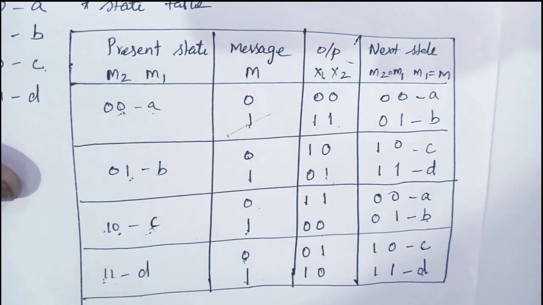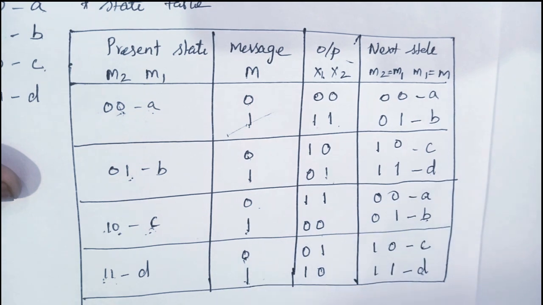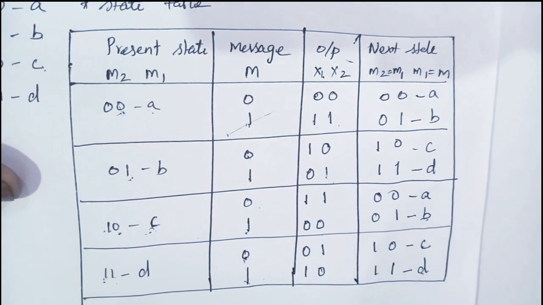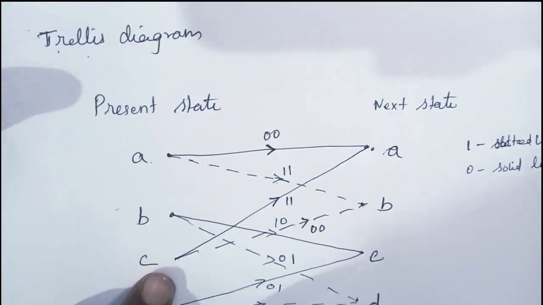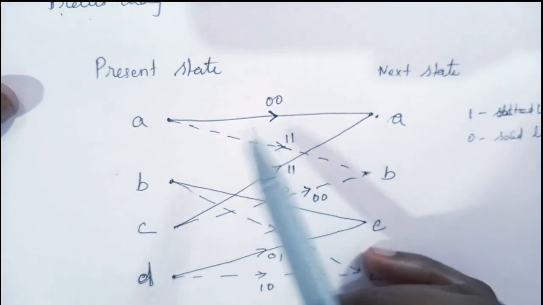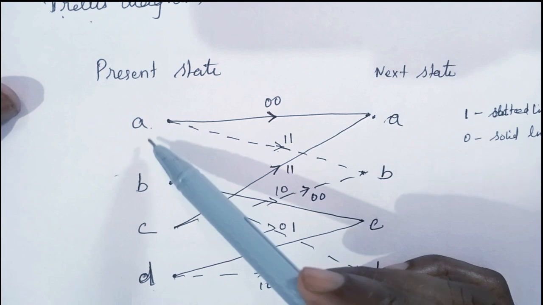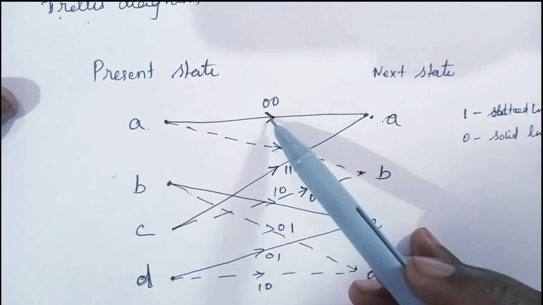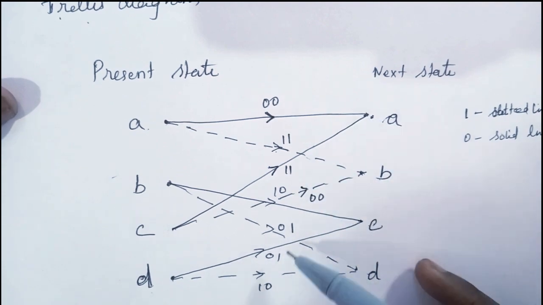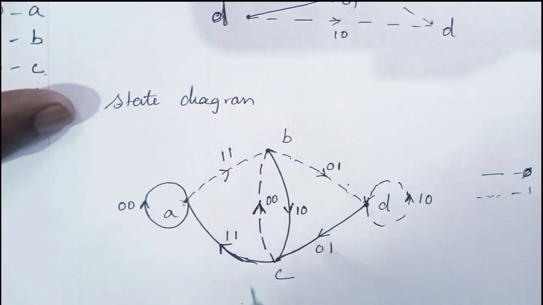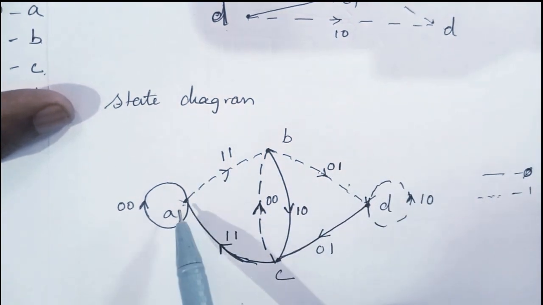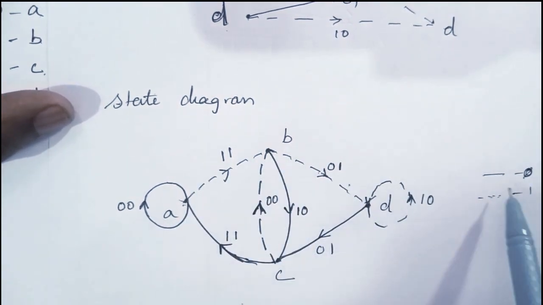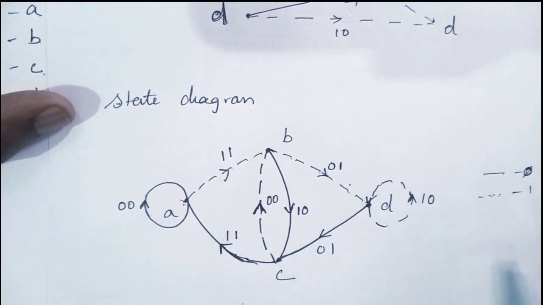Then we can draw the trellis diagram. The trellis diagram is nothing but the present state and next state, with the states being A, B, C, D. 1 represents the dotted line, 0 represents the solid line. Like in the table, you can draw it. Then we can draw the state diagram, with states A, B, C, D. Again, 1 represents the dotted line, 0 represents the solid line. So this is a state diagram.